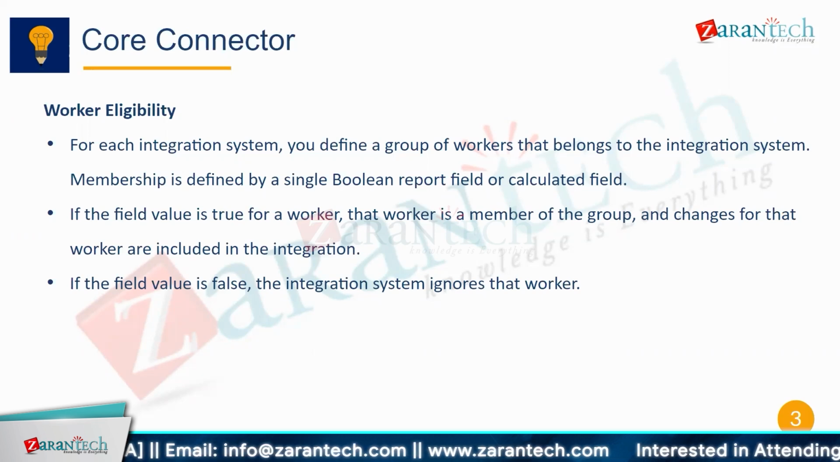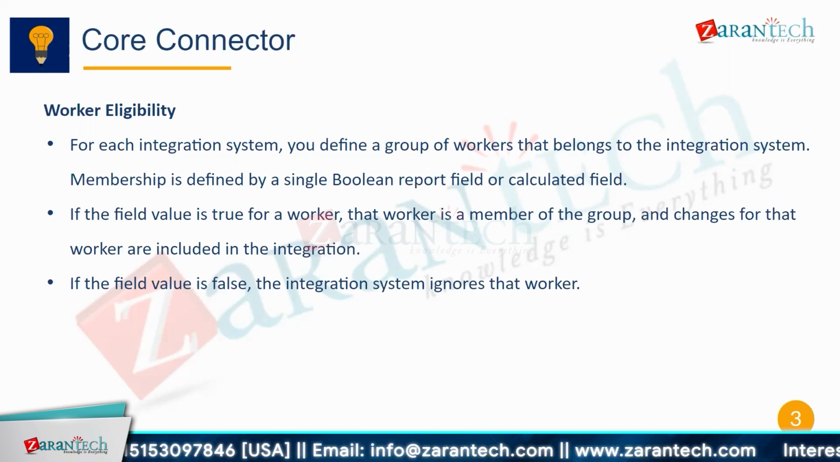The eligibility criteria could be as simple as management level, hire date, worker type, like contingent worker or a full-time employee, or it could be location-based, and a combination of these values. So your eligibility criteria can be set up in your data extract. If the field value is true for a worker, then the worker is a member of that group. The changes for that worker are included in the integration.